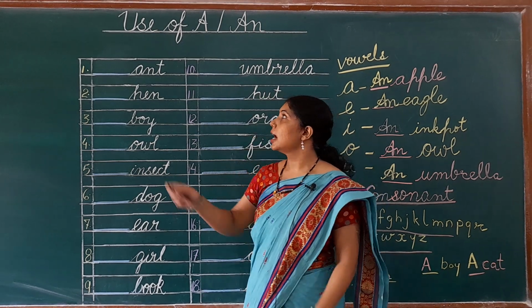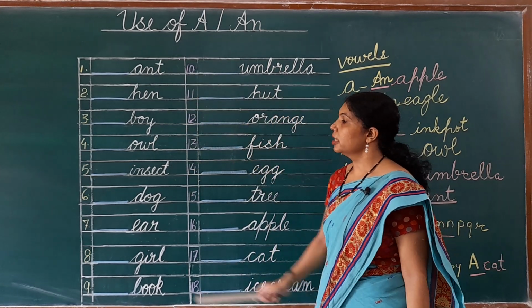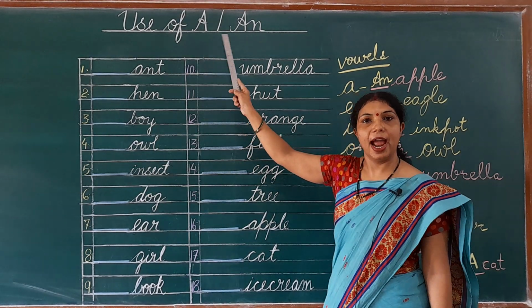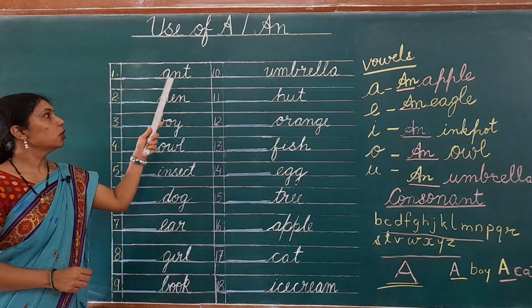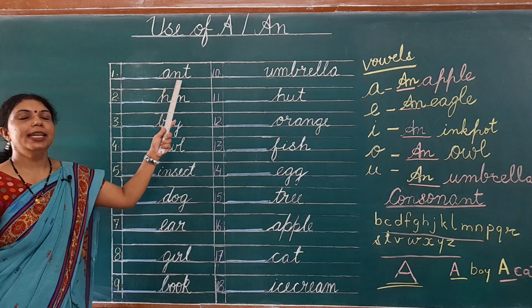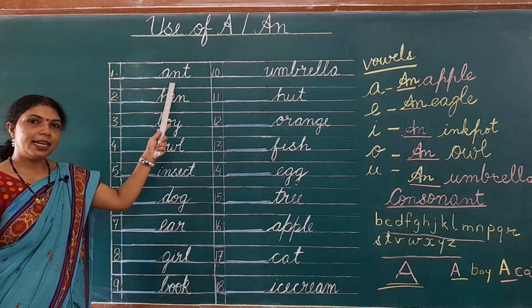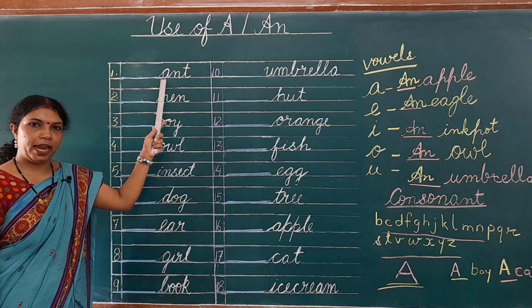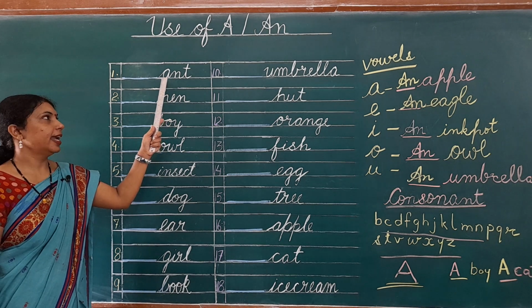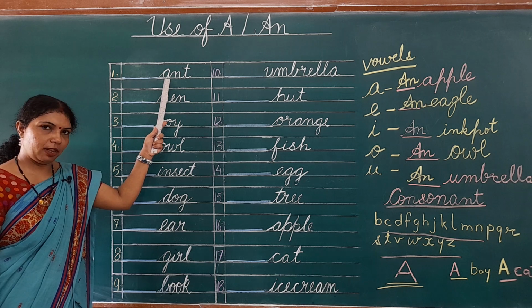Now we will complete this portion, that is use of a and an. Now number 1, A-N-T, ant. Ant starts with letter A. Okay, and A comes under vowel.